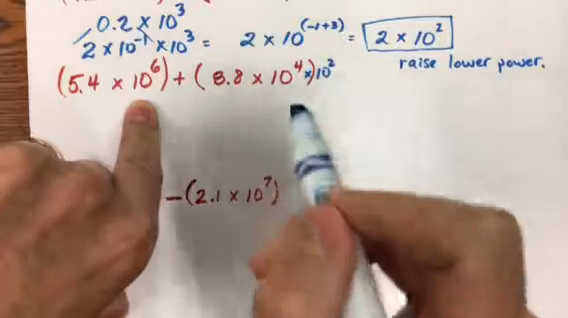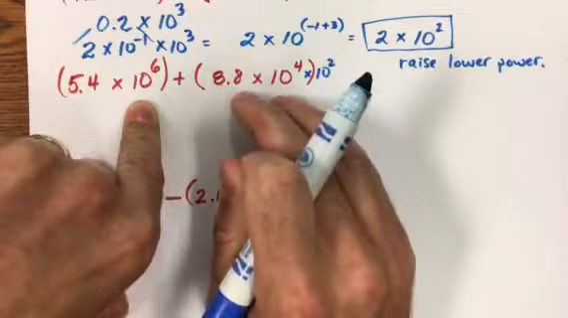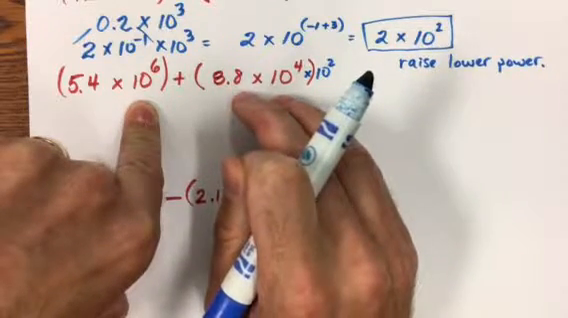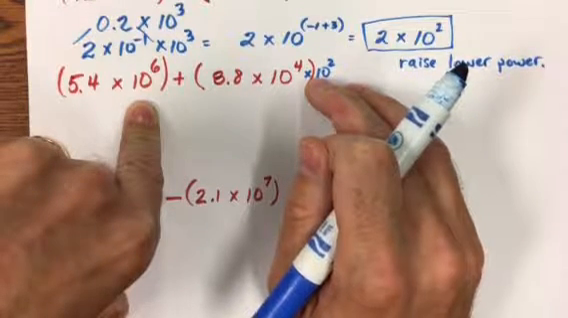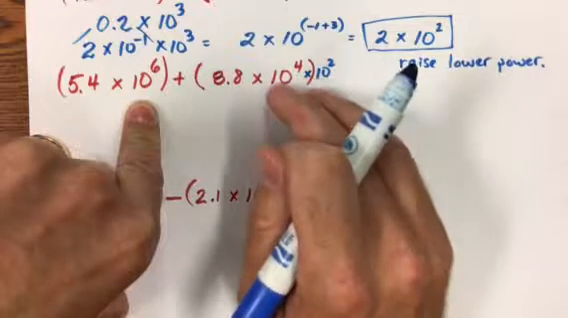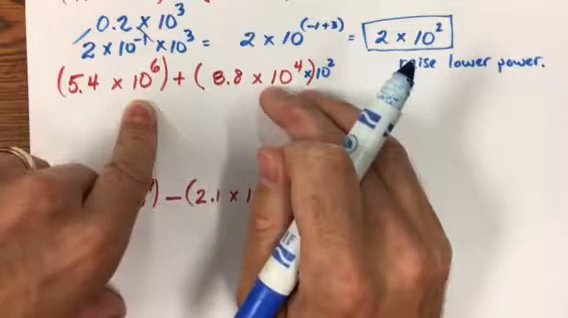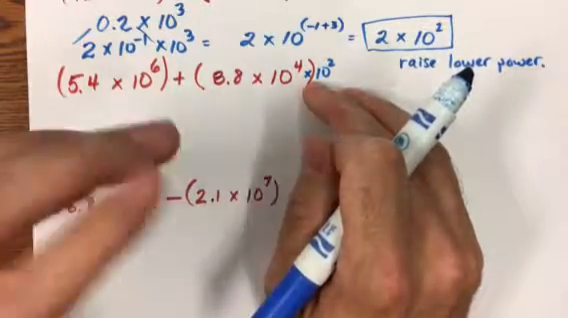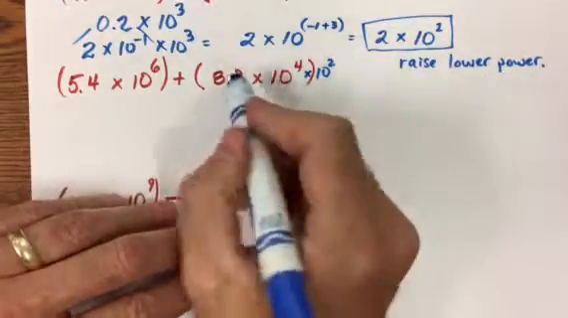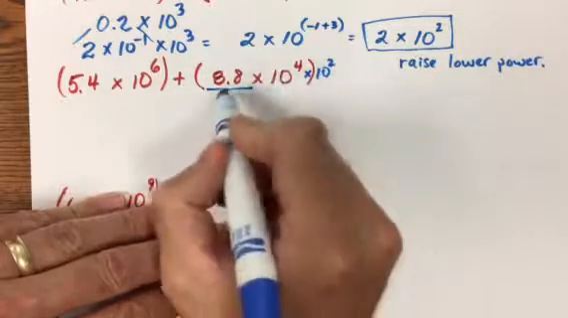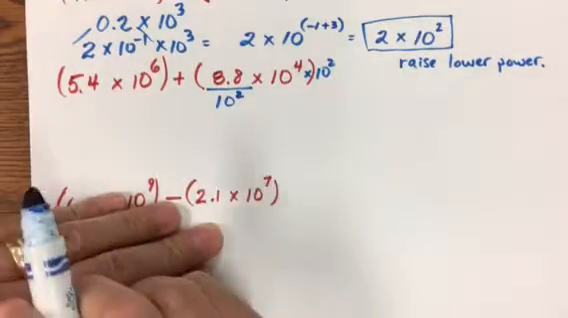But if I just do that, then I'm changing what this number means. Right now, this number means 88,000. If I multiply it times 10 to the second, then it's going to mean something else. It's going to mean 8,800,000. So I want to keep it as meaning 88,000, but I want it to look like something times 10 to the sixth power. So here's how I do it. If I want to raise this up by multiplying times 10 to the second power, then I'm going to keep things the way they are by also dividing this by 10 to the second power.